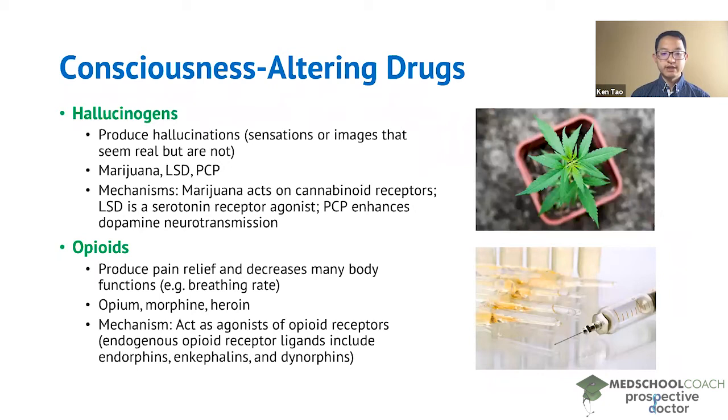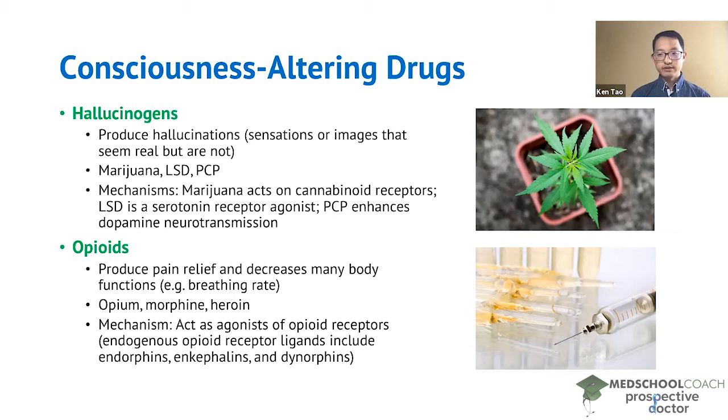Opioids produce pain relief and decrease many body functions, such as breathing rate. Opioids include opium, morphine, and heroin. Generally, the most common feature of opioids is to produce pain relief, which is why there are many types of opioids that were used to treat pain in clinical settings. The problem, of course, though, is that opioids are also highly addictive, so that's a major issue in the pain field. The way that opioids act is as agonists of opioid receptors.